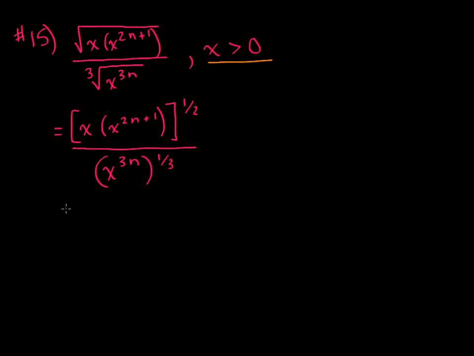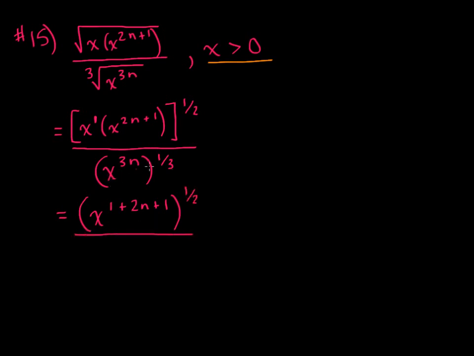Okay, so now it's all in exponent form, and we can use exponent laws in order to simplify. Okay, so here we've got two powers that have the same base. This x, keep in mind, has an exponent of 1. We've got two powers with the same base, so that means that we're going to add the exponents because we're multiplying. So we're going to add 1 plus 2n plus 1. Remember, all of that in the numerator is to the exponent of 1/2.